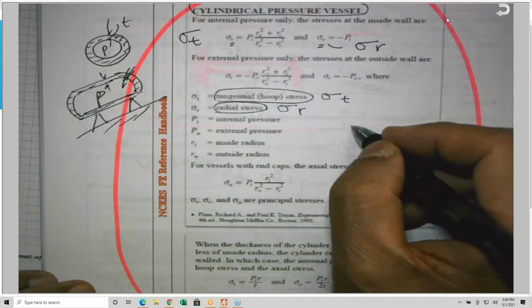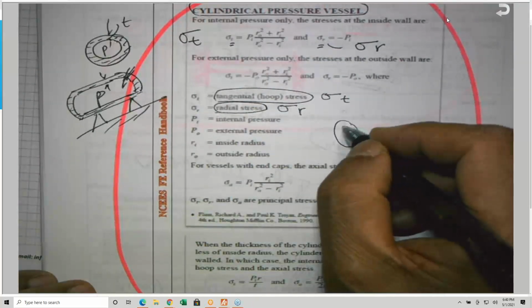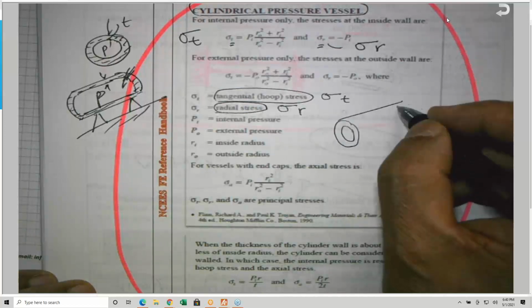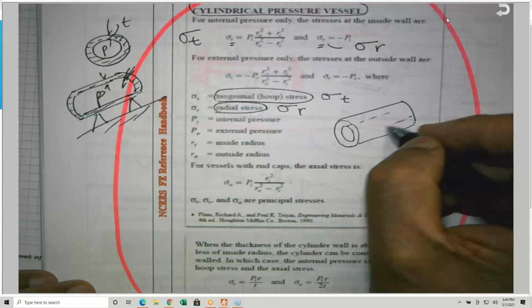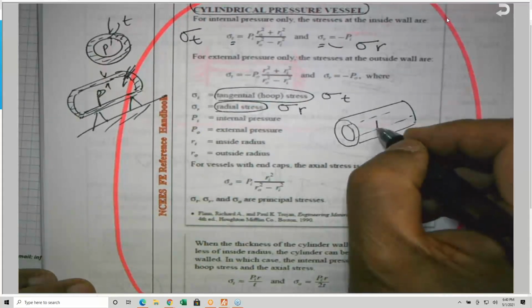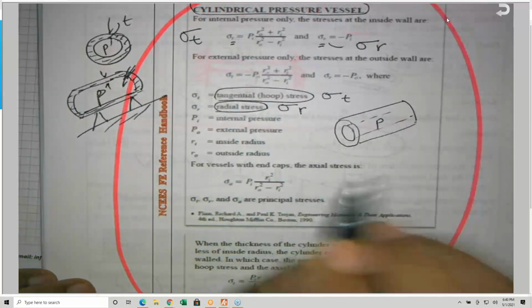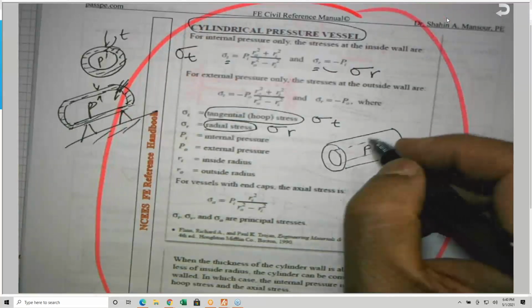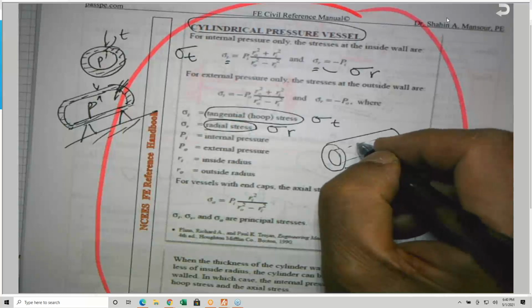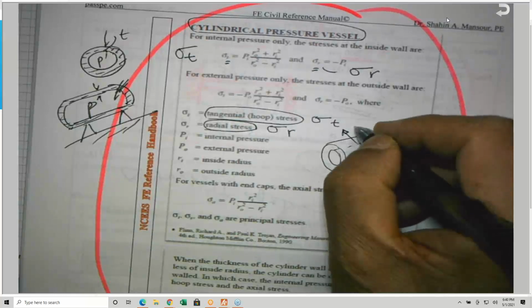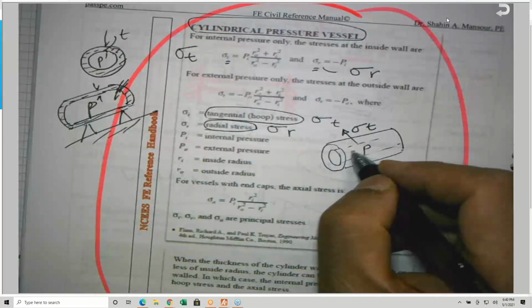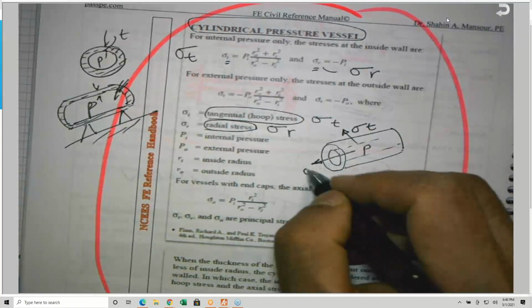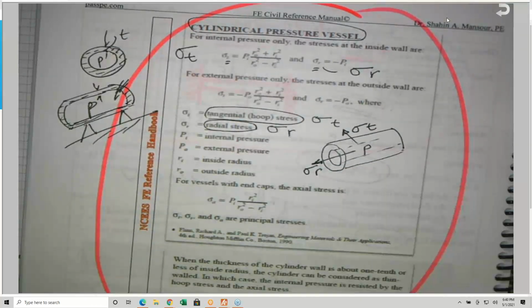So if you have a cylindrical shaft or a cylindrical tank subjected to a pressure inside, two stresses will occur, like this tank here. One is tangential, which is tangent to the circumference, called sigma T. And the other is in the radial direction, which is sigma R.